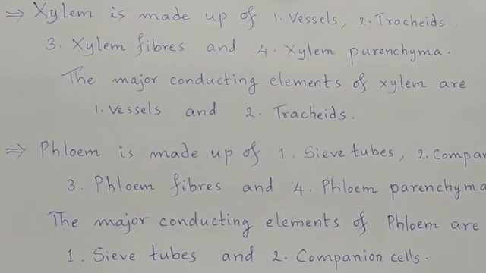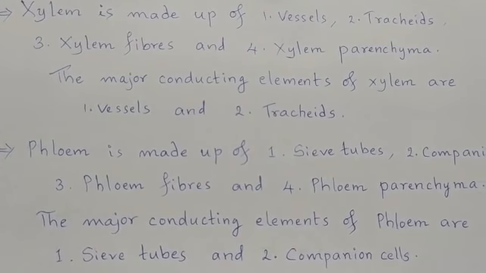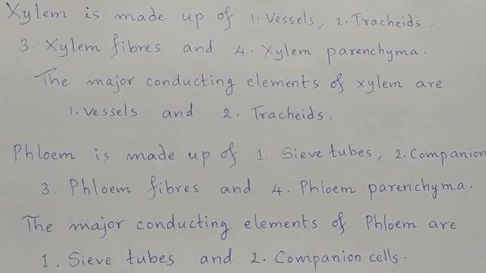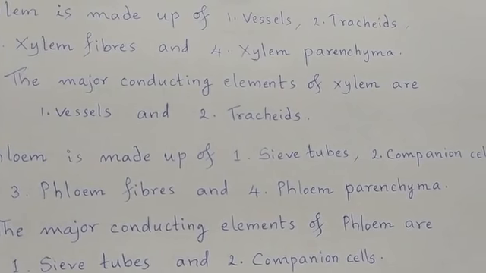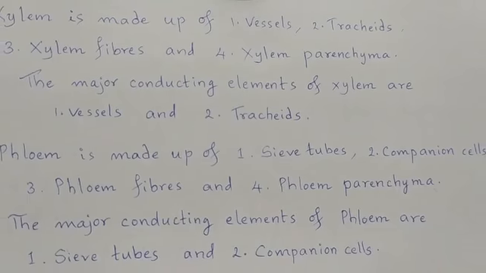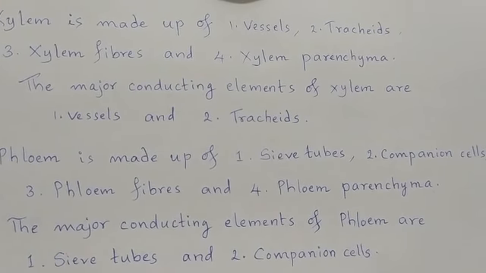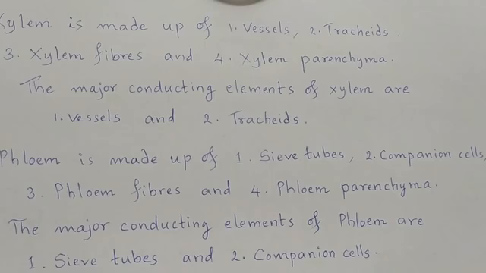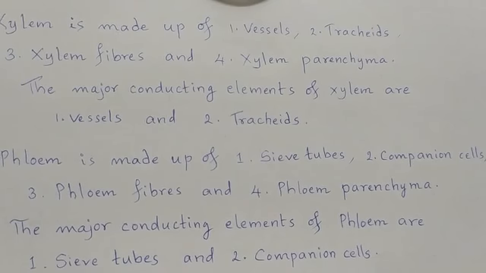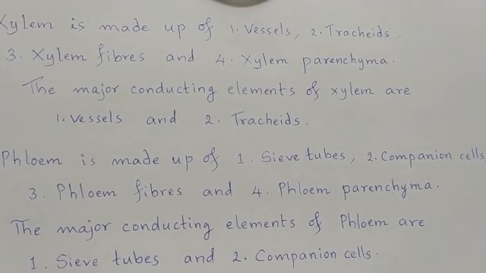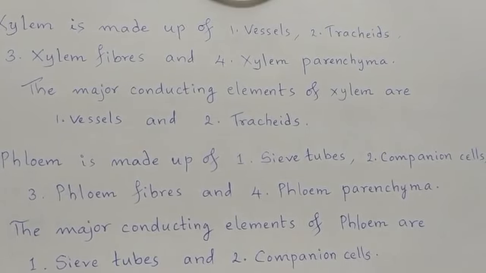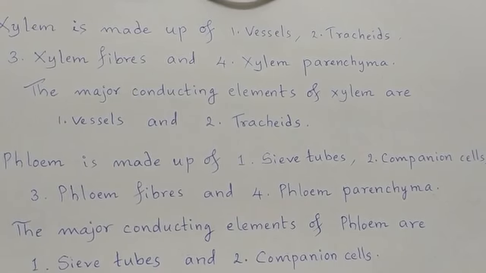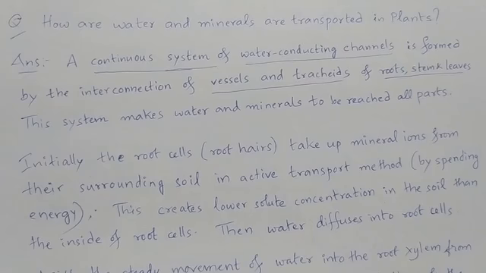In the same way, phloem is made up of four components. They are sieve tubes, companion cells, phloem fibers, and phloem parenchyma. So phloem is made up of four components: sieve tubes, companion cells, phloem fibers, and phloem parenchyma. And the major conducting elements of phloem are sieve tubes and companion cells.